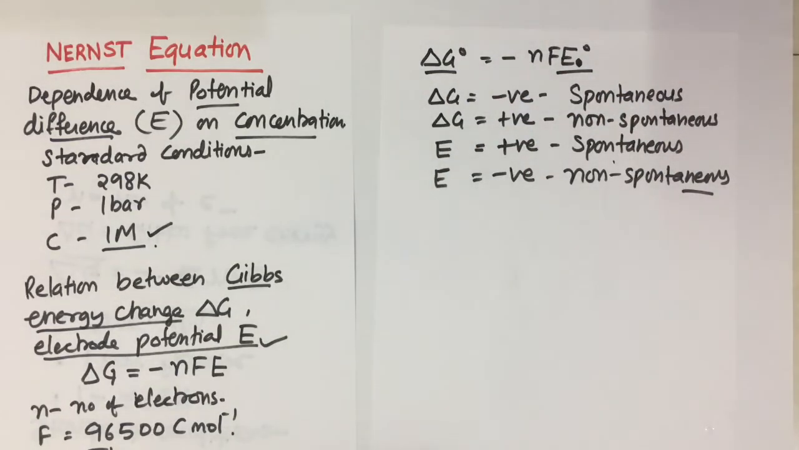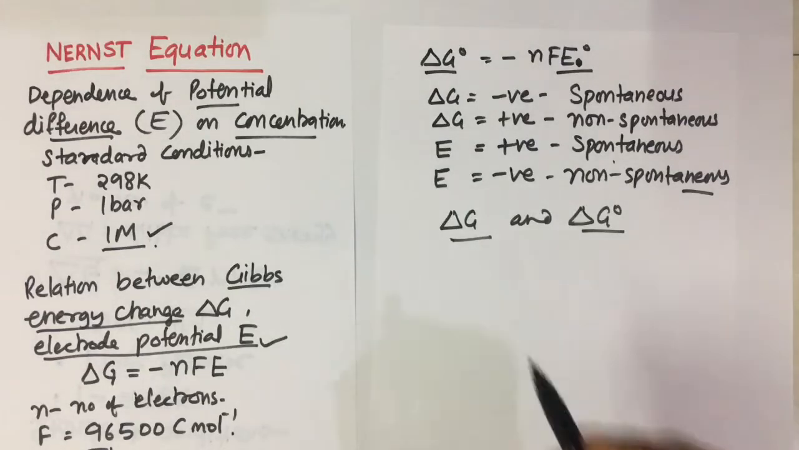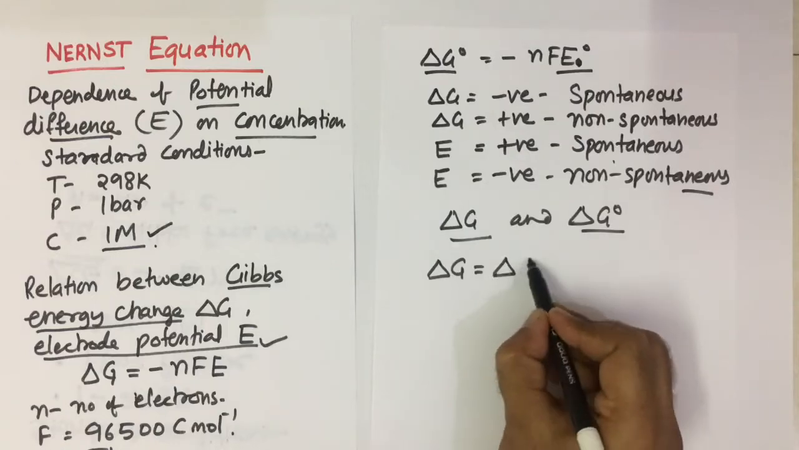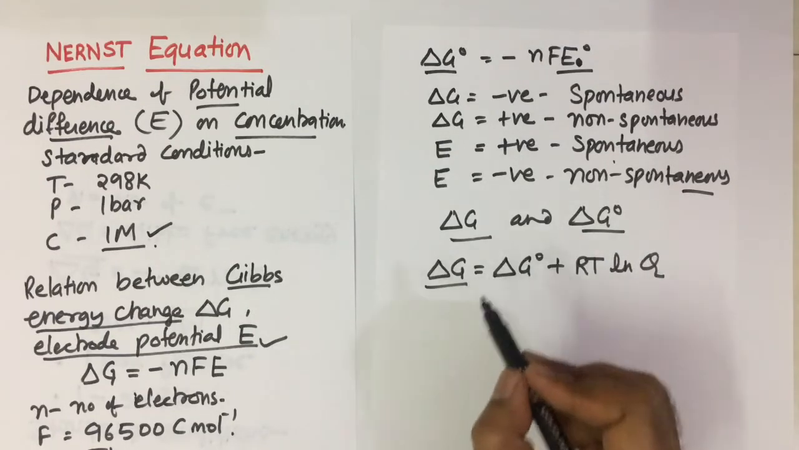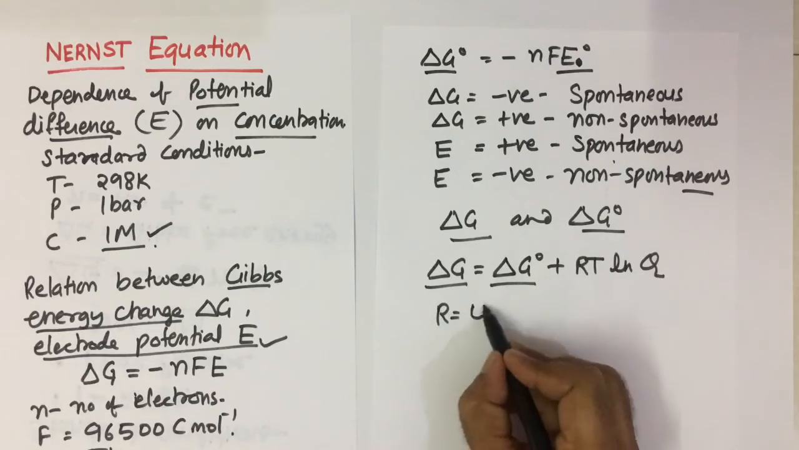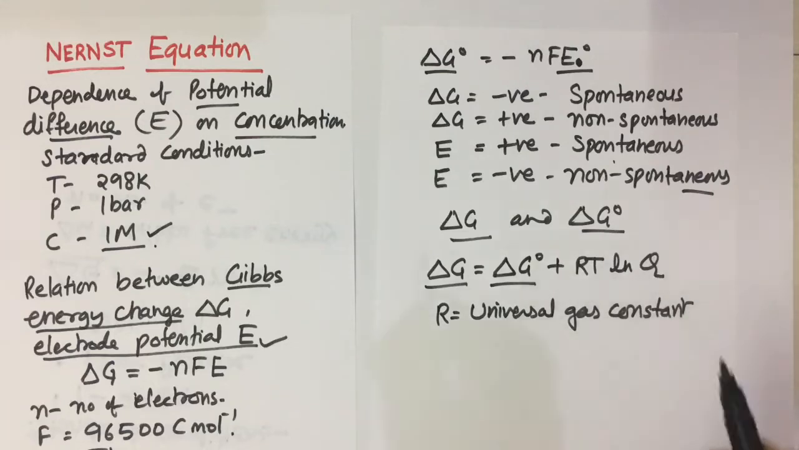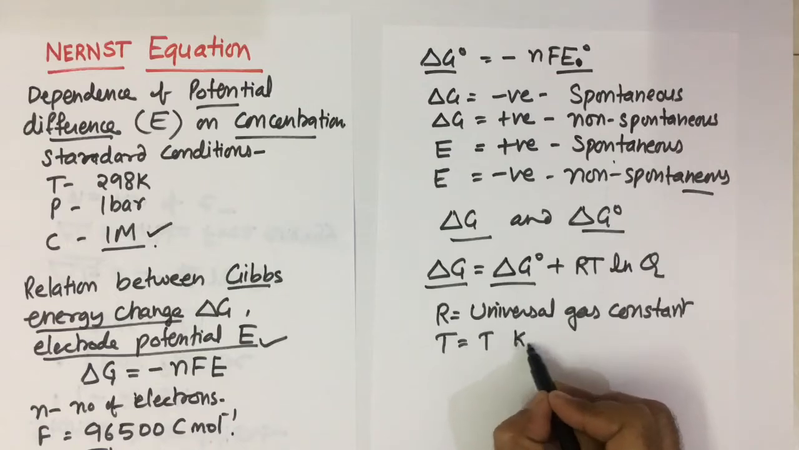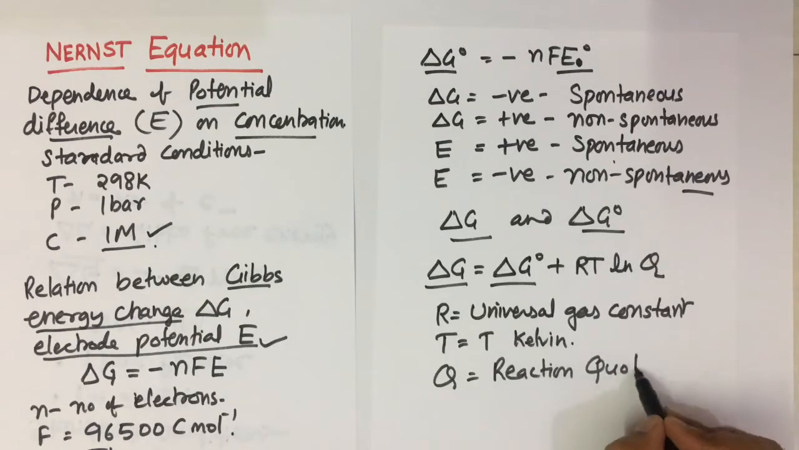Now from thermodynamics, delta G and delta G naught, the Gibbs energy under non-standard and standard conditions, are related by the expression delta G is equal to delta G naught plus RT ln Q, where delta G is the Gibbs energy under normal conditions, delta G naught is the Gibbs energy under standard conditions, R is the universal gas constant, T is temperature in Kelvin, and Q is called the reaction quotient.